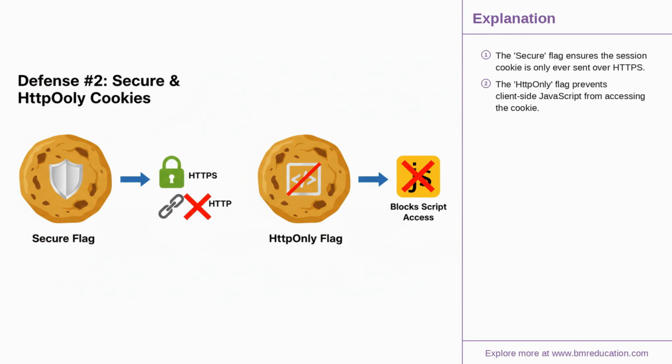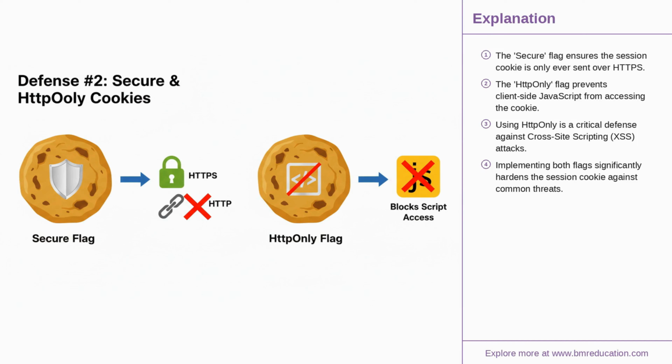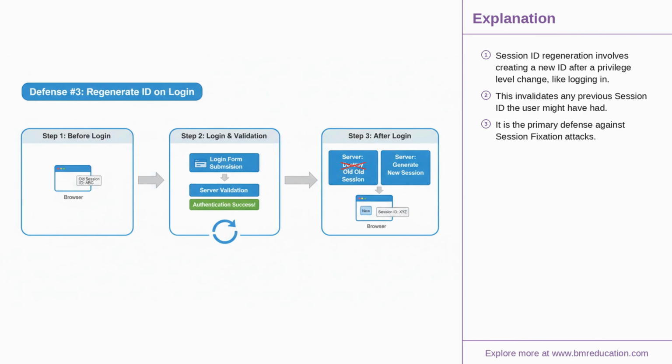Next, we secure the cookie itself. We can set two special flags on our session cookie for enhanced protection. The secure flag tells the browser to only send the cookie over an encrypted HTTPS connection. The HTTP-only flag prevents the cookie from being accessed by client-side scripts, like JavaScript. This is a powerful defense against cross-site scripting, or XSS attacks, where an attacker injects malicious script to steal the cookie.